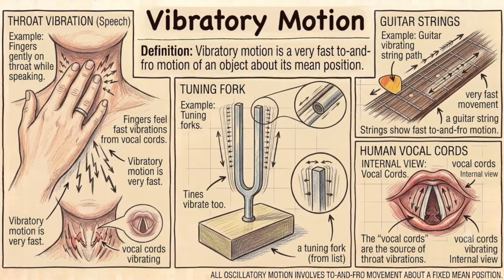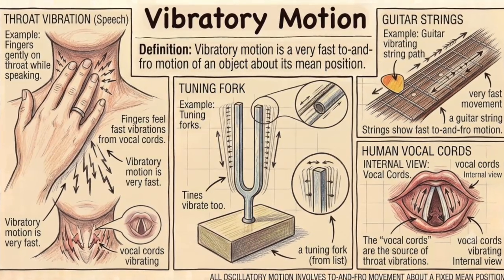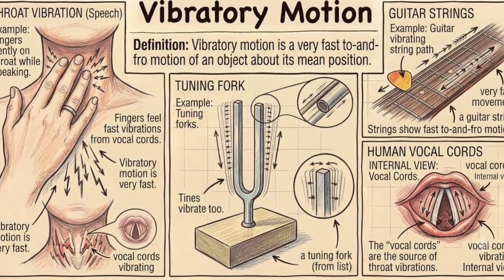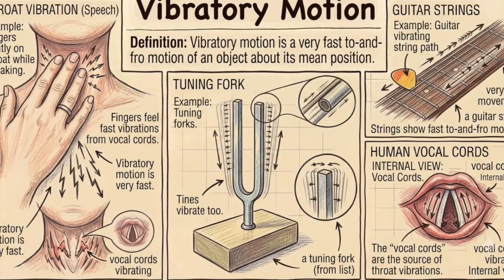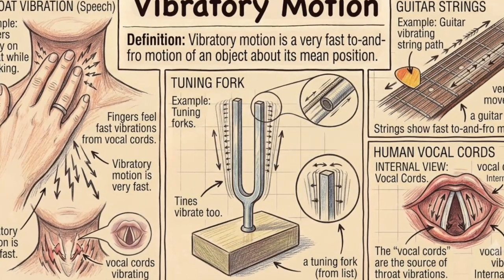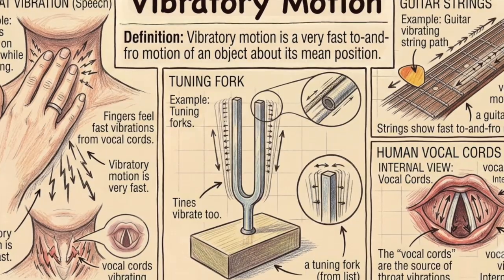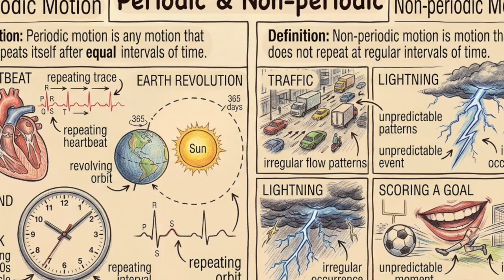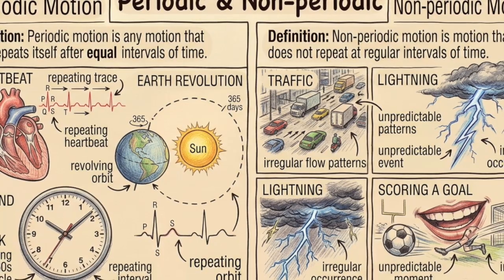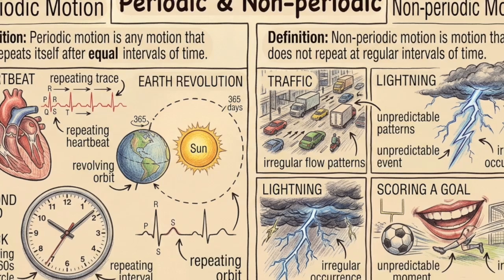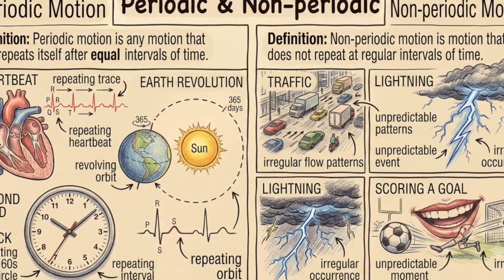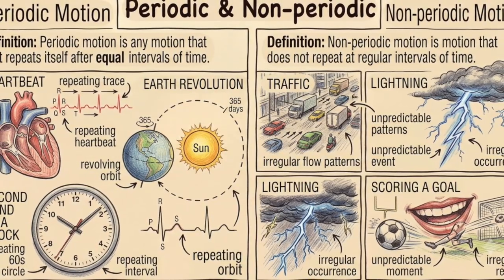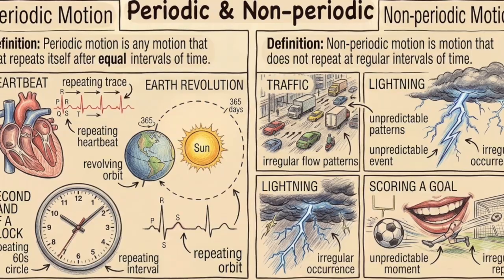Vibratory motion. Vibratory motion is a very fast to and fro motion of an object about its mean position. Place your fingers gently on your throat while speaking. Can you feel the vibration? Those are your vocal cords vibrating. Similarly, guitar strings and tuning forks also vibrate. Periodic motion. Periodic motion is a motion that repeats itself after equal intervals of time. As an example, your heartbeat, the Earth's revolution around the sun, and the second hand of a clock are all examples of periodic motion.